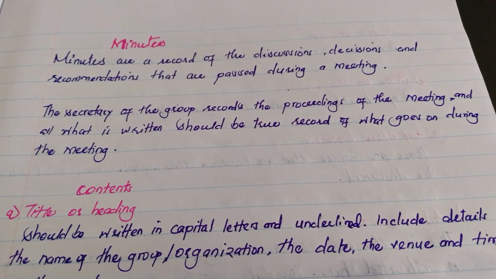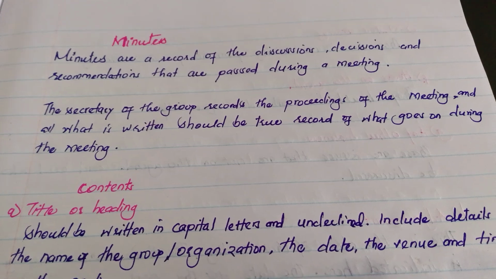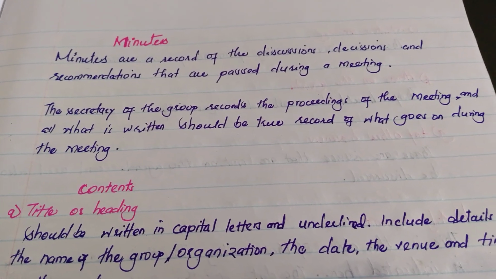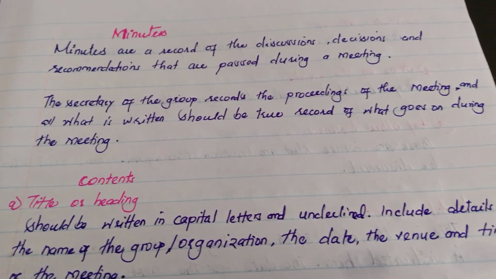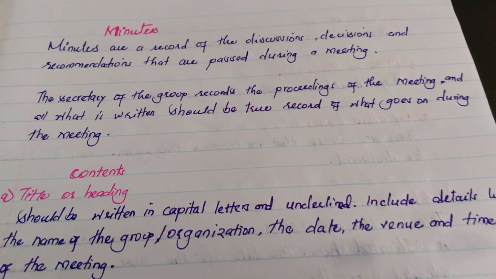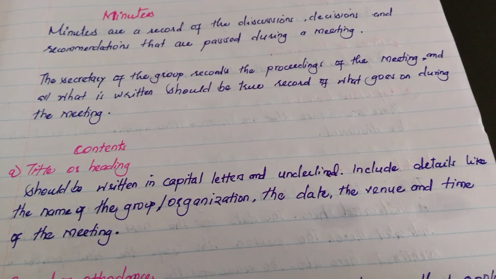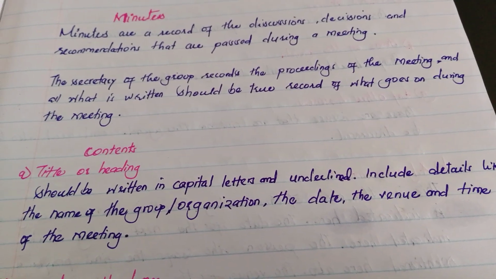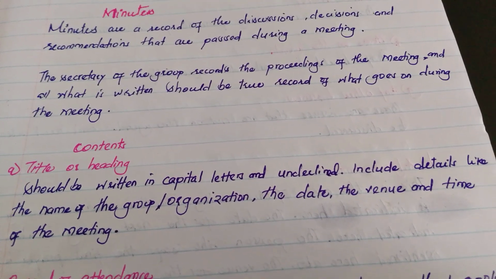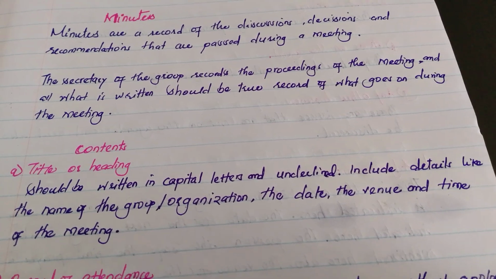What are the contents of minutes? 1. Minutes should contain a title or heading, and this should be written in capital letters and underlined. You're also required to include details like the name of the group or the organization, the date, the venue, and the time of the meeting in your heading.